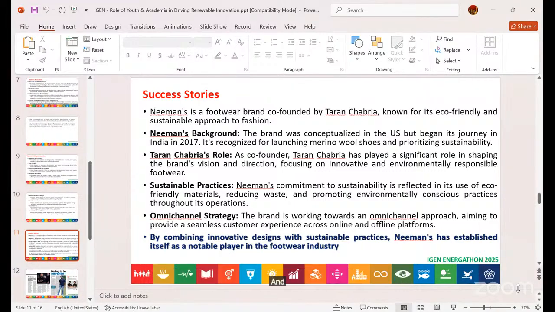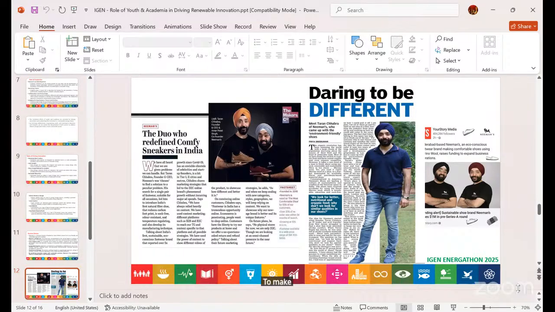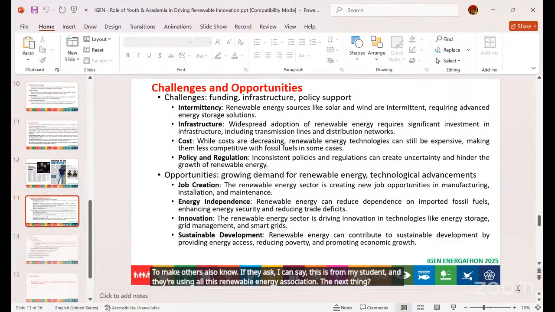And the next slide, please. I'm not taking much time. By combining innovative designs, he has taken a step forward, and if you have time, I can share this. I have already shared it with Fariza ma'am, so you can get the details. Not only that the student is doing this, I myself am using the same products to make others aware. If they ask, I can say this is from my student, and they are using renewable energy sources. Next slide, please.